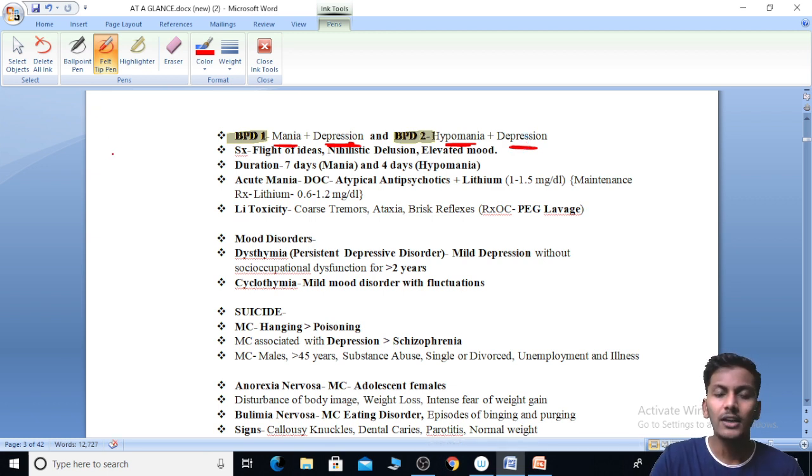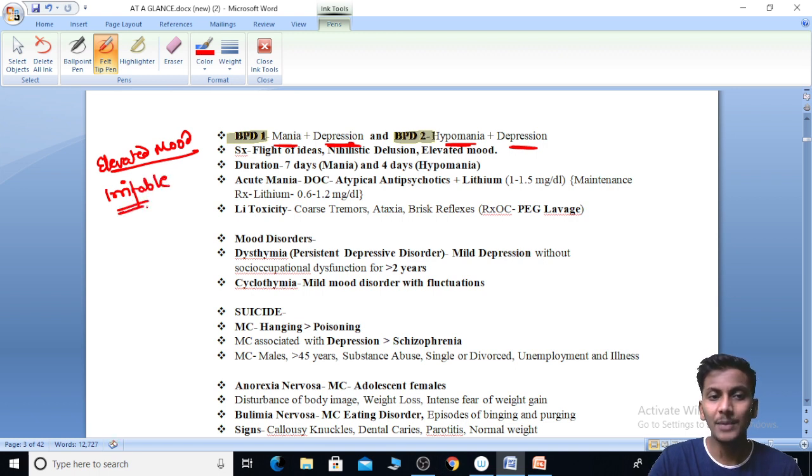Please remember, we'll discuss a few features of mania. Kya kya hoga sabse pehle? There would be an elevated mood. The person would be happy all the time without any cause. Sometimes it can also turn irritable, so there can be irritability also. Then there would be decreased need for sleep. Depression mein kya ho raha tha? There was insomnia, the patient could not sleep. Whereas in cases of mania, there is decreased need for sleep. The patient does not want to sleep.